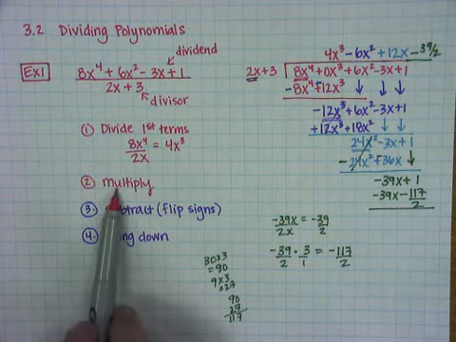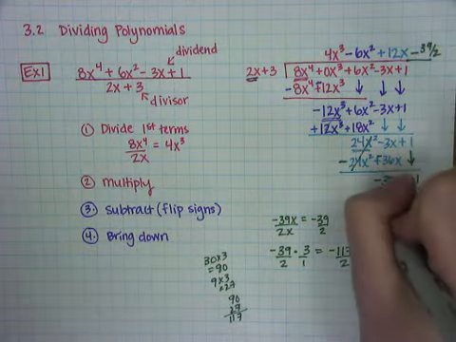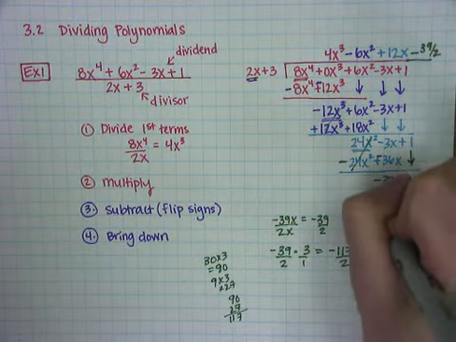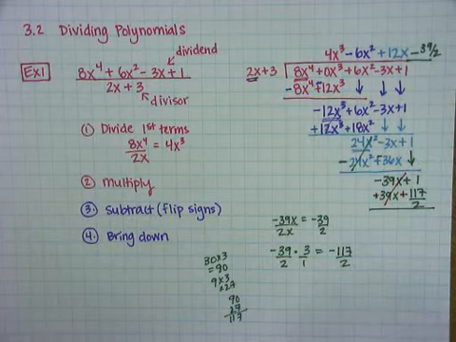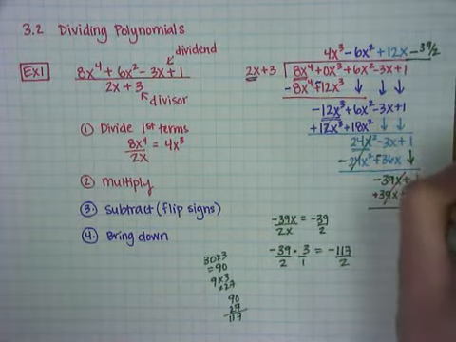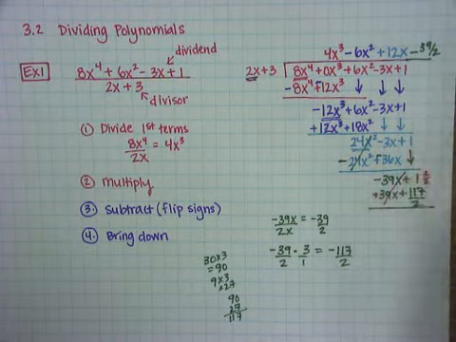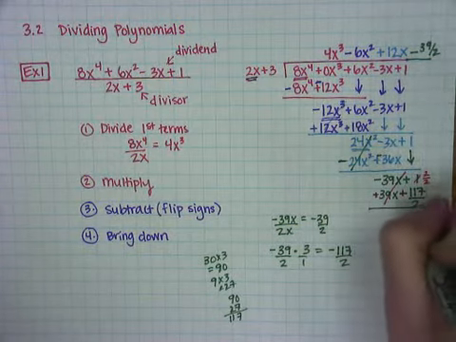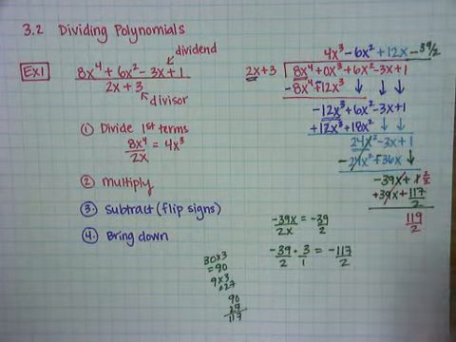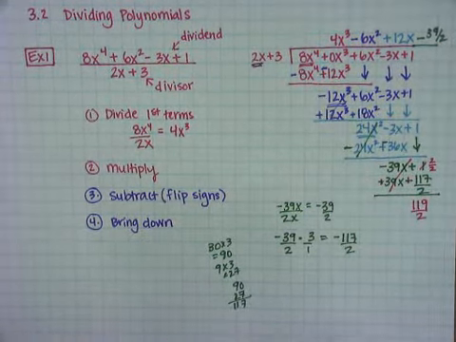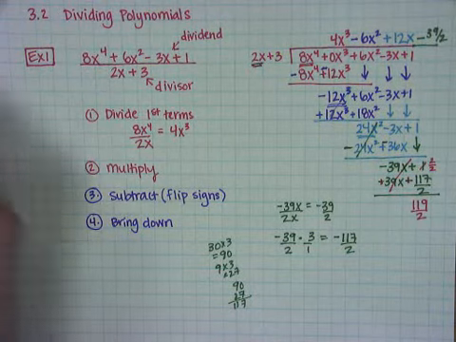I multiplied. Now I need to flip my signs. So this is going to be a plus and a plus. These are going to cancel. To add these two together, I need a common denominator. So 1 is the same thing as 2 over 2, which means I'm going to get 119 over 2 as my remainder.